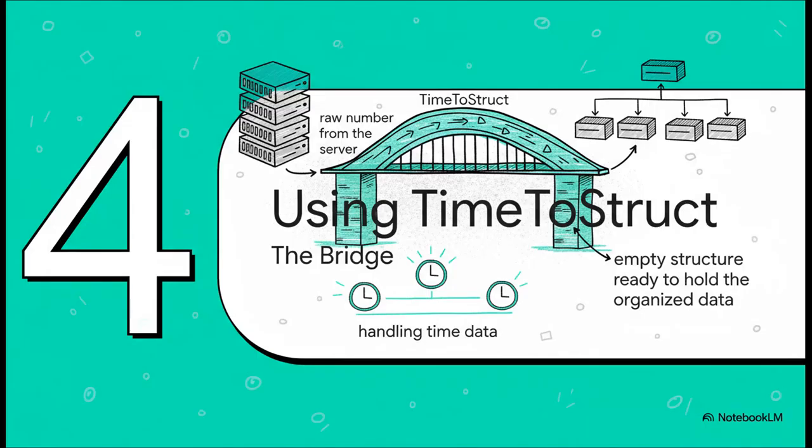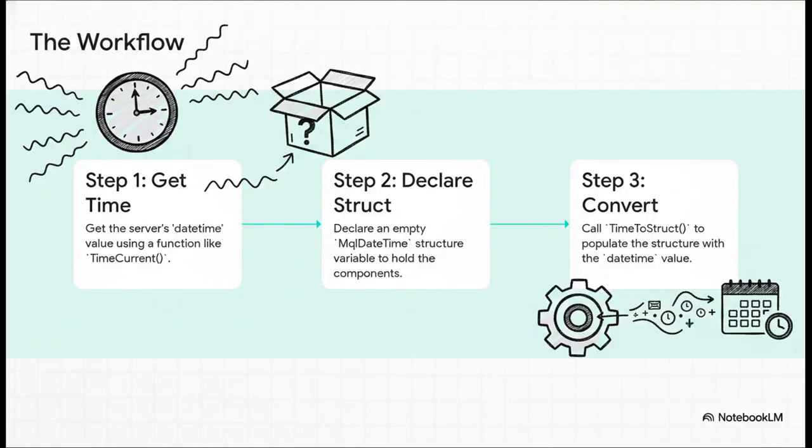So, you have the raw number on one side, and you have this empty organized structure on the other. How do you get from A to B? Well, MQL5 gives us a simple but really powerful function that acts as the perfect bridge between the two. This whole process boils down to these 3 simple steps. It's a little dance you'll do all the time.